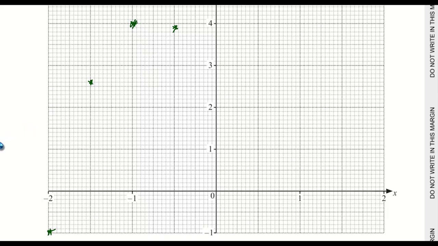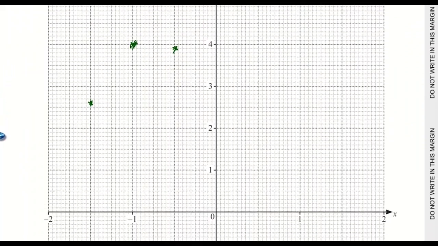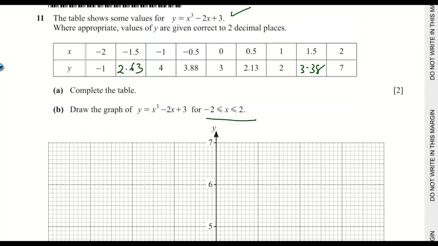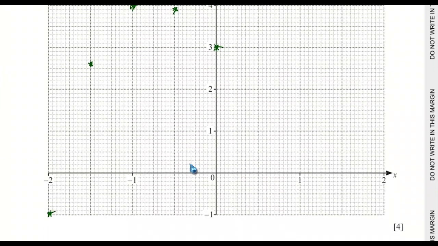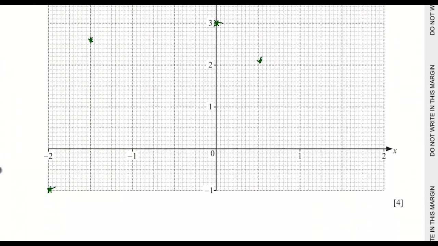Then the next one is 0 against 3. We have the point here. Then we have 0.5 against 2.1. And we have 1 against 2.